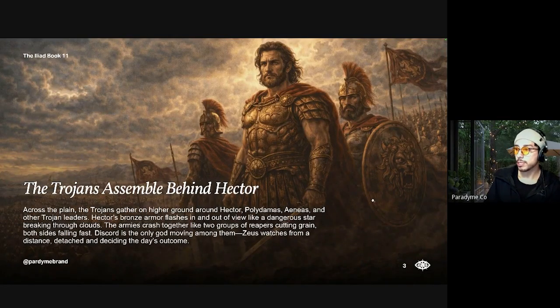The Trojans assemble behind Hector. Across the plain, the Trojans gather on higher ground around Hector, Polydamas, Aeneas, and other Trojan leaders. Hector's bronze armor flashes in and out of view like a dangerous star breaking through clouds. The armies crash together like two groups of reapers cutting grain, both sides falling fast. Discord is the only god moving among them. Zeus watches from a distance, detached and deciding the day's outcome.